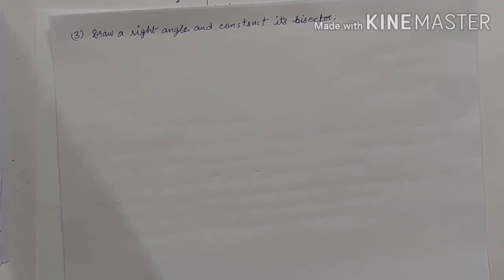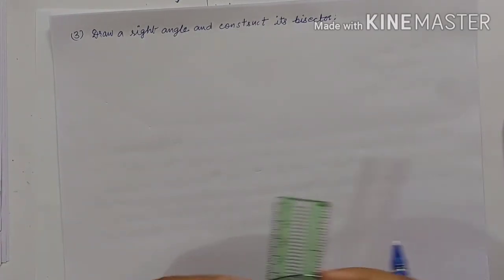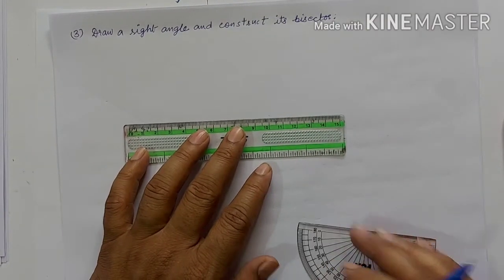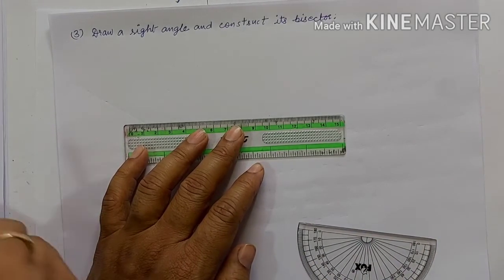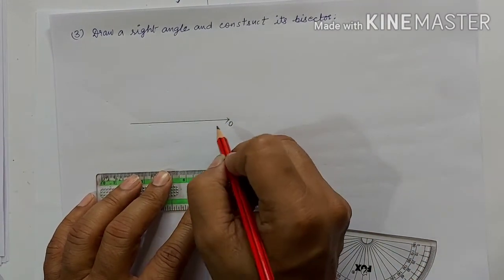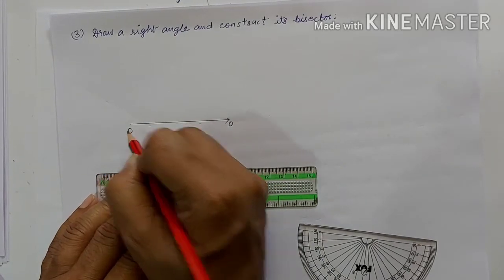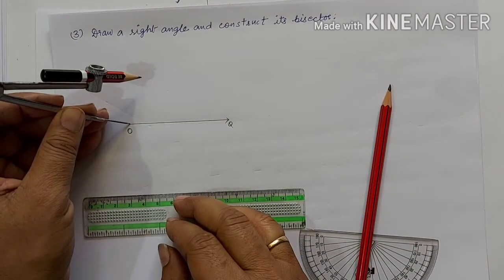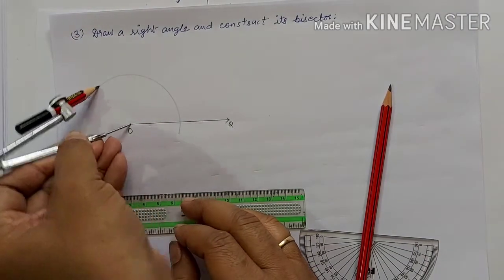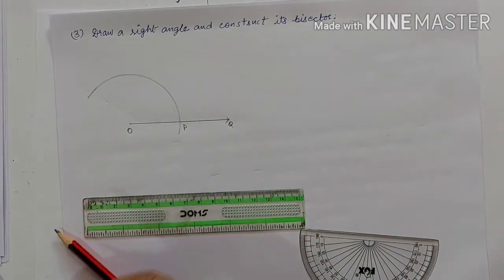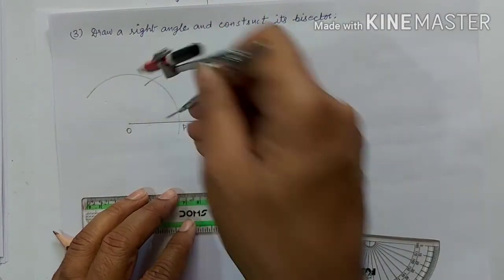Next question is draw a right angle and construct the bisect. The first question will be to already draw a right angle. Okay, so now first start by drawing a line segment, with point O and this is R. Make any radius with the point O. Okay, now the first arc will intersect at point P.